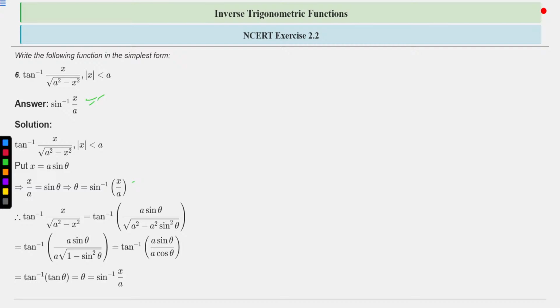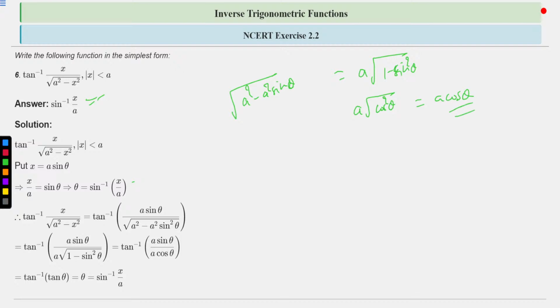See, we had decided to put x as a sin theta, because we know that when we write x as a sin theta, then a square minus a square sin theta, right? We can take a common out, then 1 minus sin square theta. So 1 minus sin square theta is basically cos square theta. Root over a square cos square theta will be a cos theta. Clear? It will be simplified.